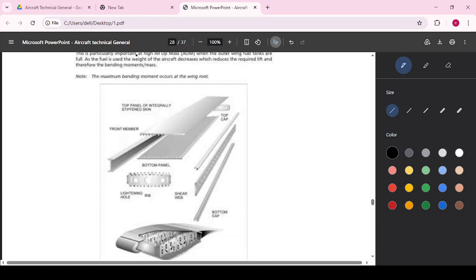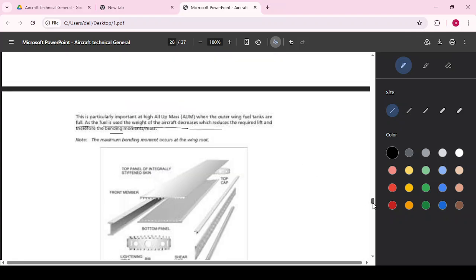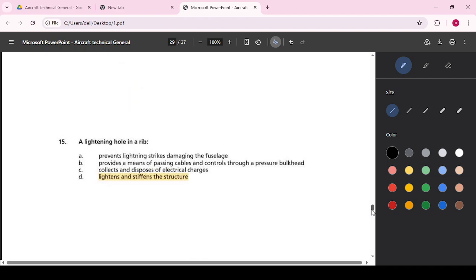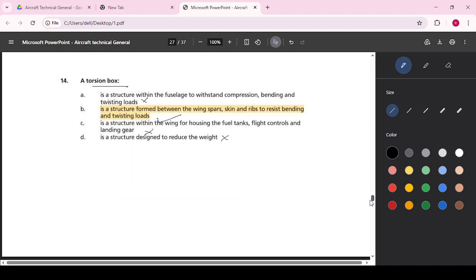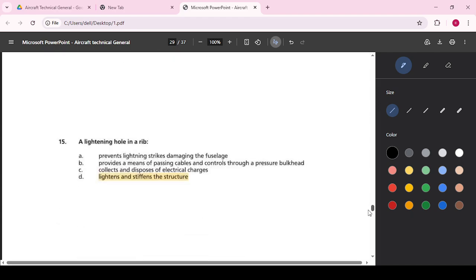This is particularly important at high all-up mass when outer wing fuel tanks are full. As the fuel is used, the weight of the aircraft decreases, which reduces the required lift and therefore the bending moment. The bending moment occurs at the wing root. This is correct. So, 15.